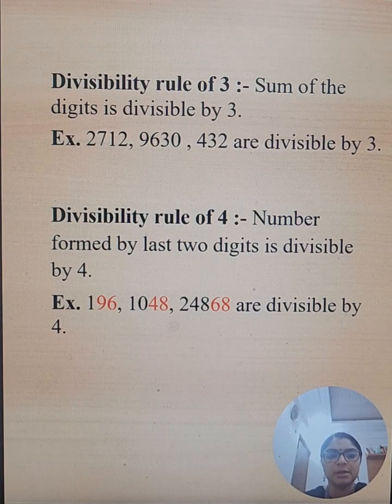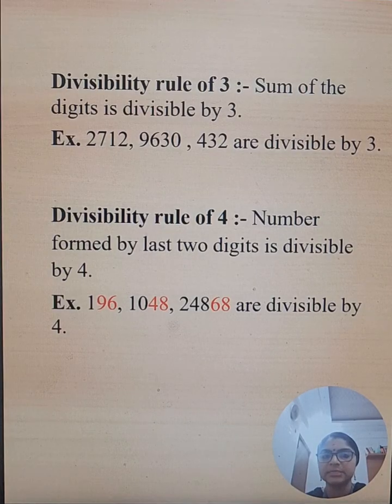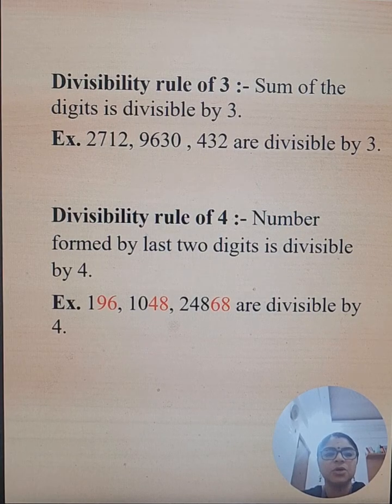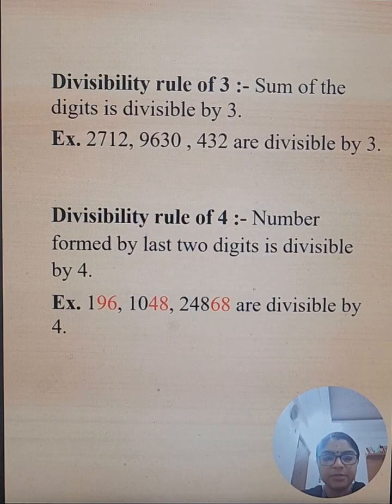For example, they are giving 2712, 9630, 432 are divisible by 3. The first number we can check, 2712. So what is the sum of the given digits? 2 plus 7 plus 1 plus 2. 2 plus 7 is 9. 9 plus 1 is 10. 10 plus 2 is 12.